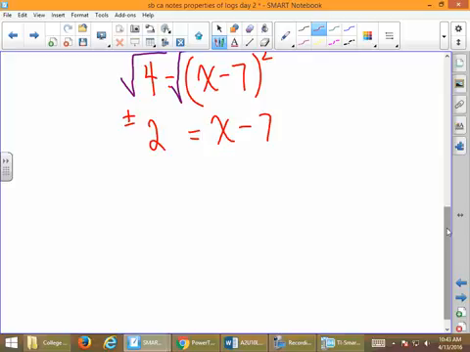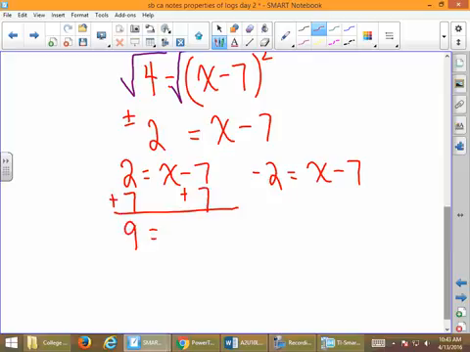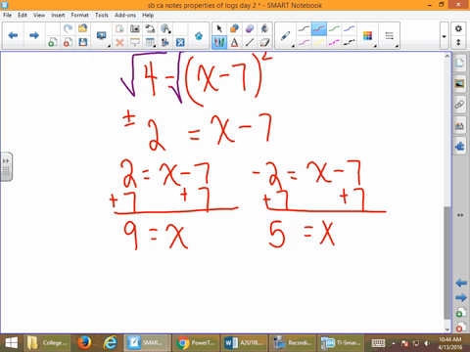That makes life a little bit simpler to solve, because we get 2 equals x minus 7, and negative 2 equals x minus 7. And then we can solve so that we end up with 9 equals x. And when we add 7 to both sides, we get x equals 5. And we need to check for extraneous solutions.